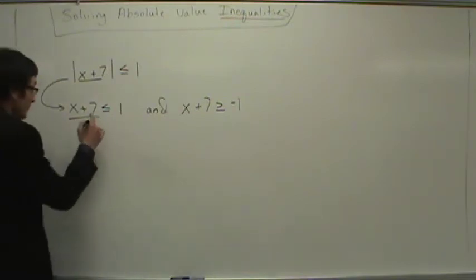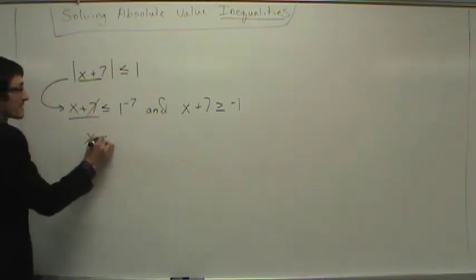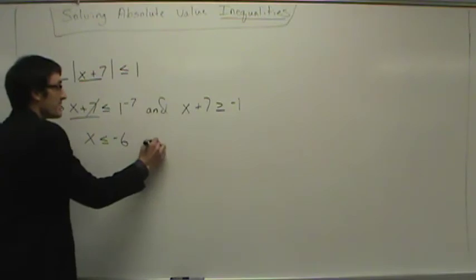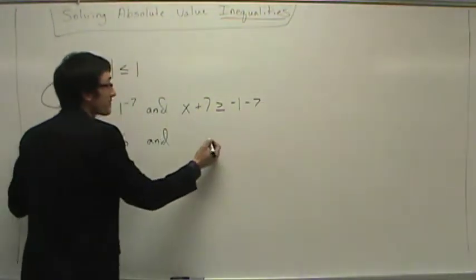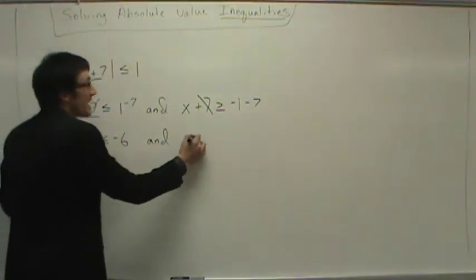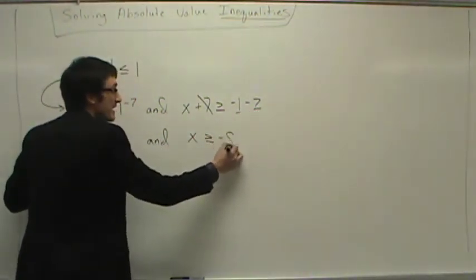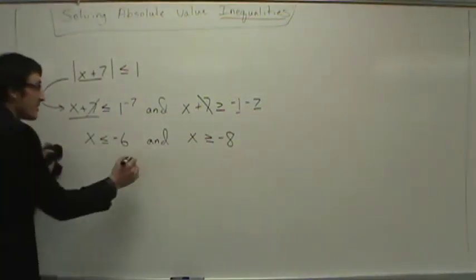Alright, so we're going to move the 7 to the other side. It becomes what? Minus 7. We have x less than or equal to 1 minus 7 is negative 6. And move the 7 to the other side. It becomes what? Negative 7. Cross it out. We have x is greater than or equal to, since the signs are the same, we add, negative 8. All right, now, and statements.